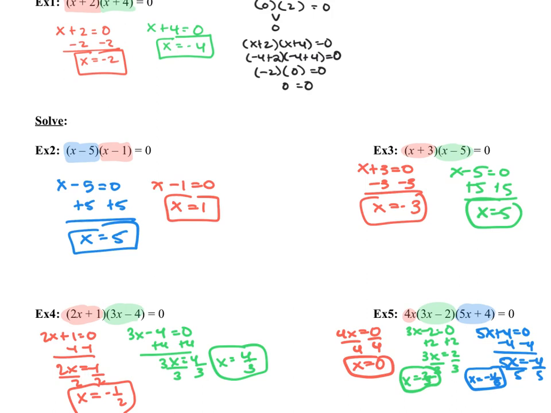Same thing here, I've got two binomials. The difference is these aren't just one step, like here all I had to do is minus 3 or add 5 to get x by itself. On this red one, 2x plus 1 equals 0, I have to subtract 1 and divide by 2, and so that's going to get me a root of negative 1/2. And on this one, 3x minus 4, if that happens to be the part that equals 0, then I would add 4, divide by 3, and so my second root is going to be 4/3.